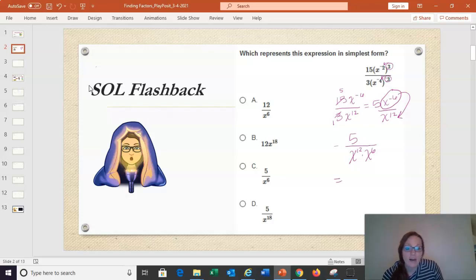Okay, now remember here in the denominator, we have the same base. They're both x's. And when we're multiplying, what do we do to the exponents? We add them. So we're really going to have 5 over x to the 18. 12 plus 6 is 18. And that's it. We can't do anything else. All of our exponents are positive, and everything is reduced down as far as it will go. So here it is. The answer is D, 5 over x to the 18.